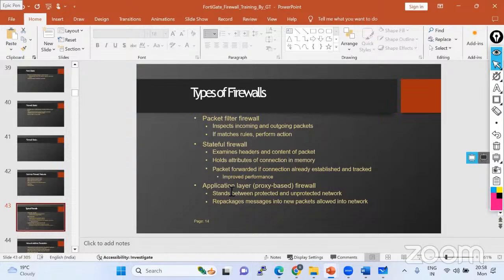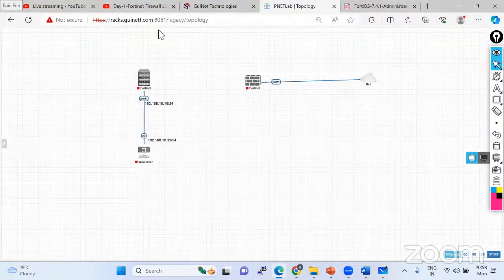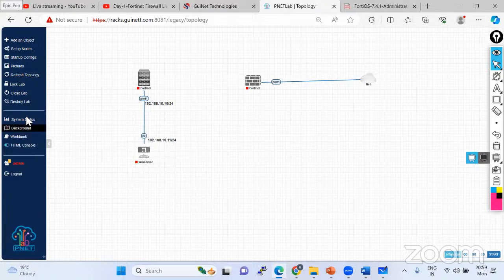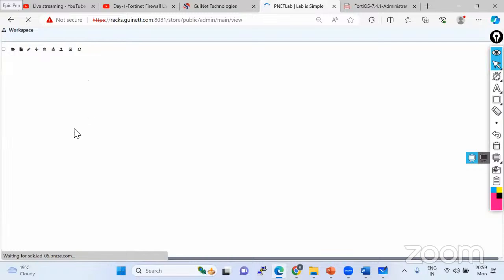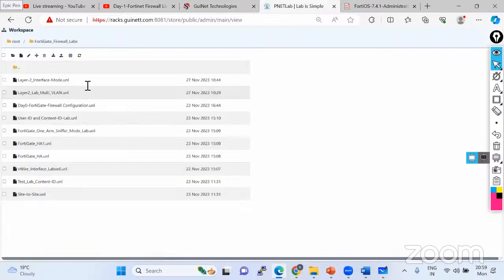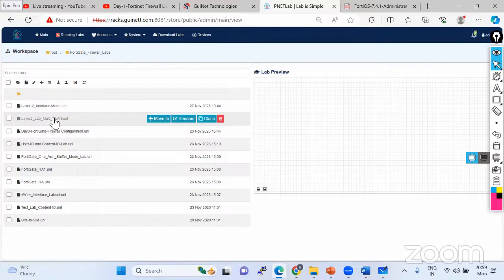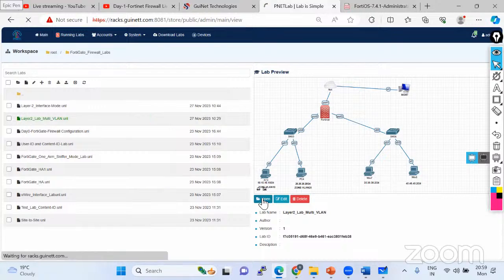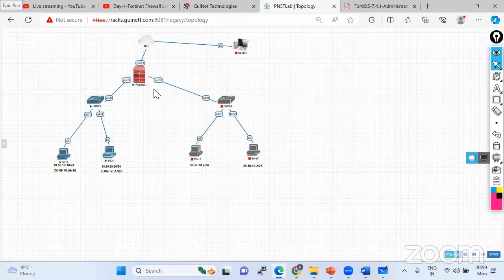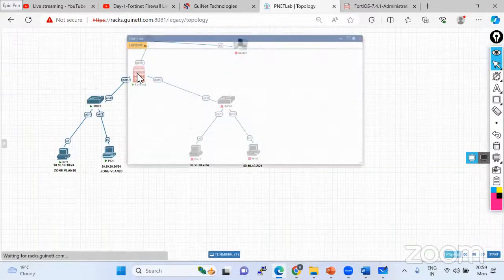And based on the applications, they are going to... let me just log in to one of the labs. So I'll show you how basically they are going to understand the application. So if I'm going to log in to this lab, let me log in.